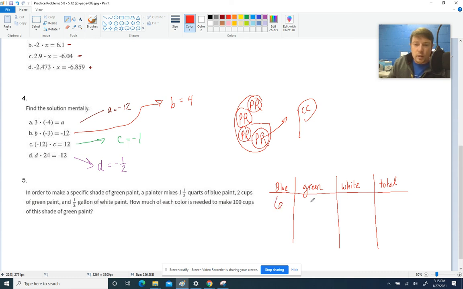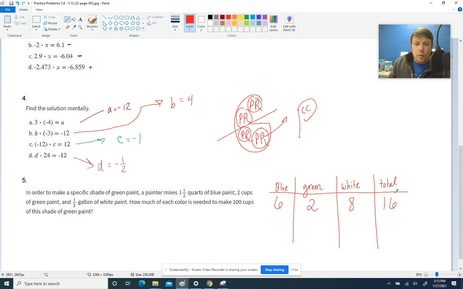And then I've got 2 cups of green. And a half gallon, that would be half of this. That would mean 2, 4, 6, 8 cups. That's 8 cups white. And that would give me a total of 16 with this original mixture, because 6 plus 2 plus 8 is 16.